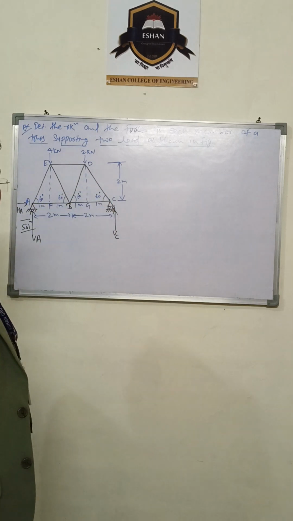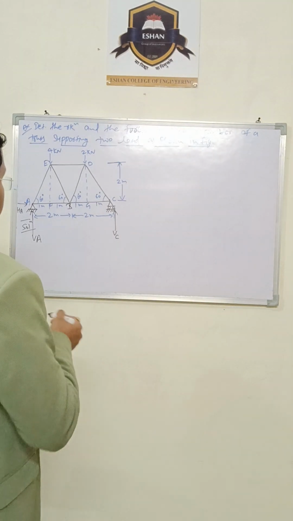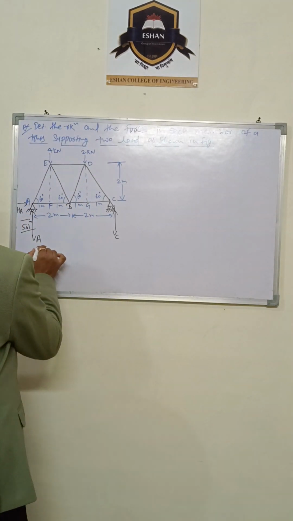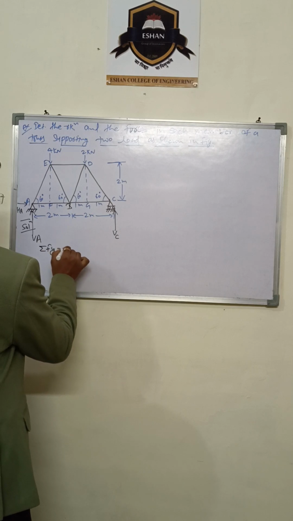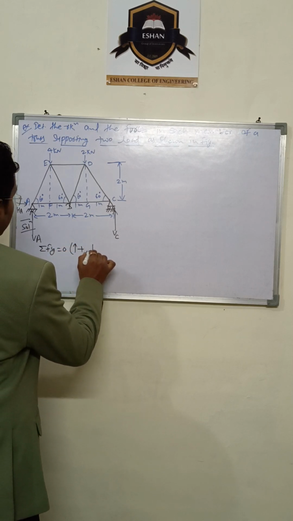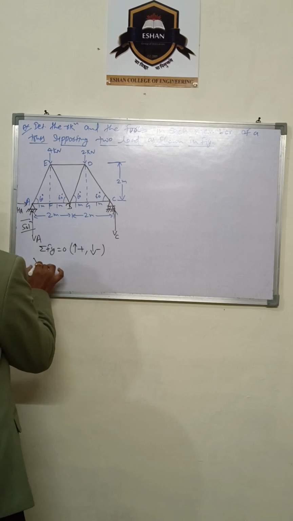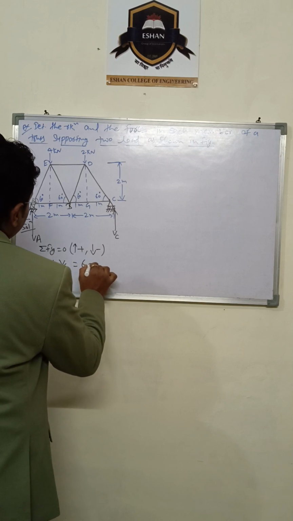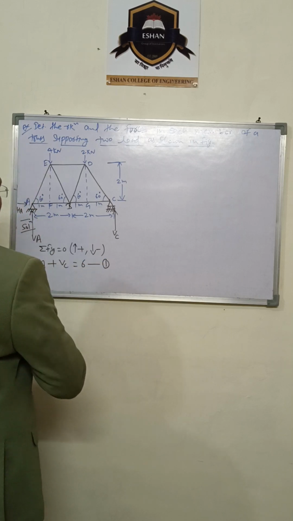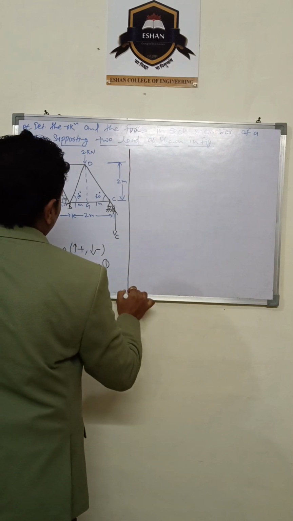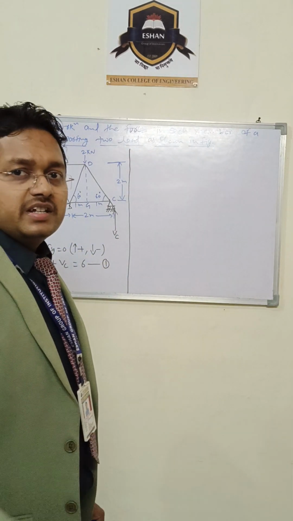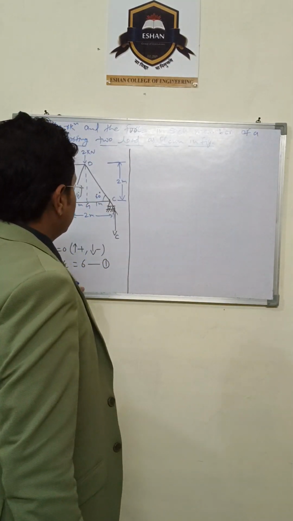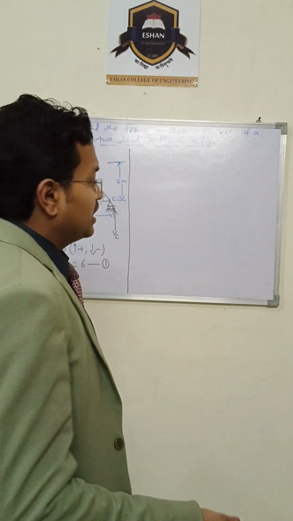Simple. First of all, find the support reactions. Simple, apply the equilibrium condition. Summation of Fy equal to 0, upward is taken positive and downward negative. So we can write VA plus VC equal to 4 plus 2, that means 6 kilonewton. One equation is here. Now we have two unknowns, so one more equation is needed.